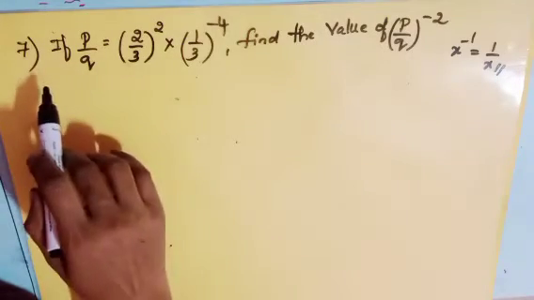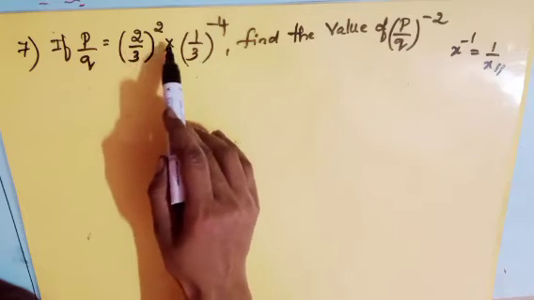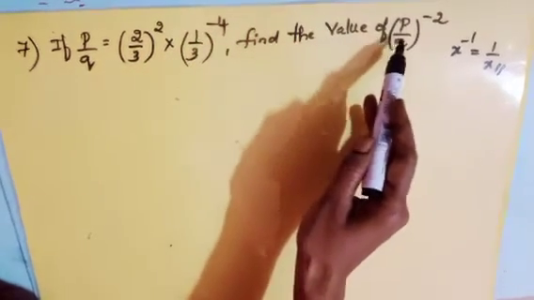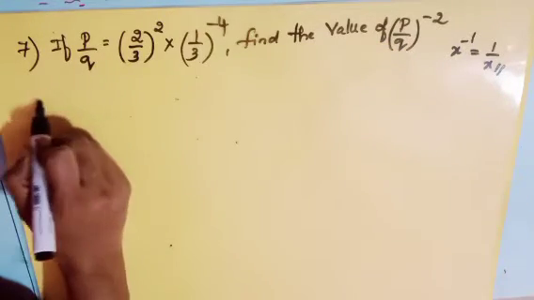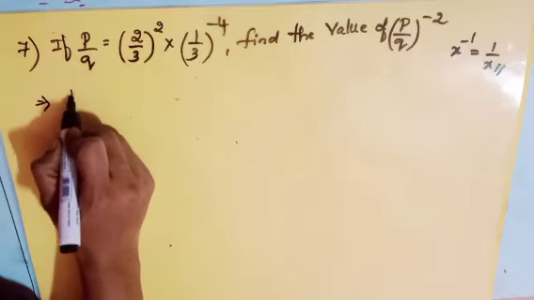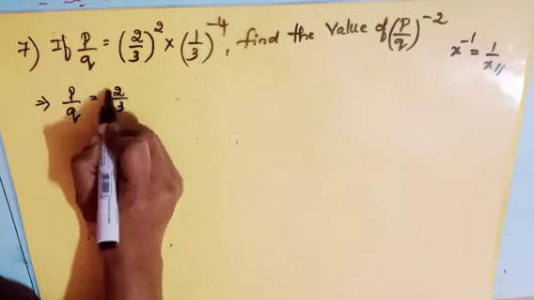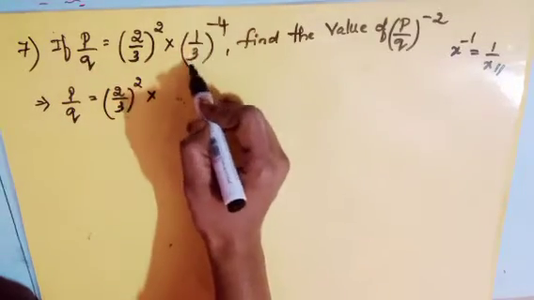Next, let us solve the seventh one. P by Q equals 2 by 3 whole square into 1 by 3 whole to the power of minus 4. Find the value of P by Q whole to the power of minus 2. So let us find the solution, that is P by Q equals 2 by 3 whole square into 1 by 3 whole to the power of minus 4.